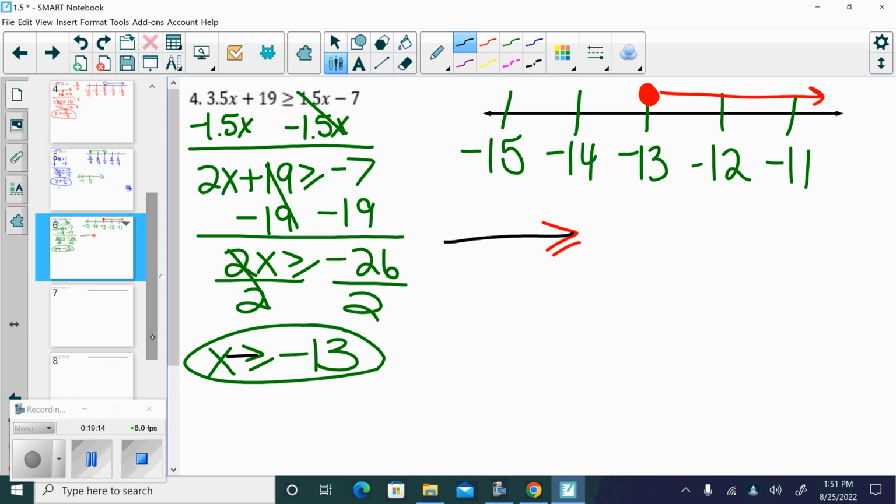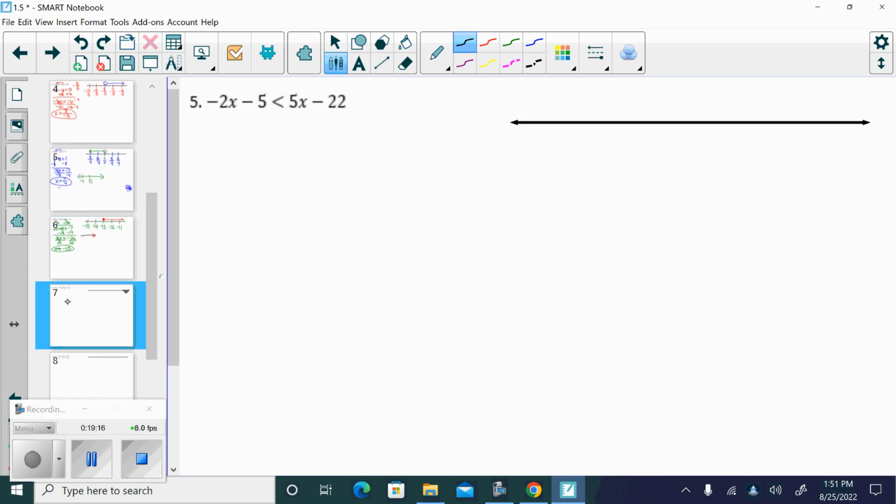All right. Number, what are we on? 5. All right. So once again, get all of your x's on the left. So what do I need to move? The 5x. How am I going to get it over? Subtract it. All right. What is -2x minus 5x? -7x. Good. -5 is less than -22.